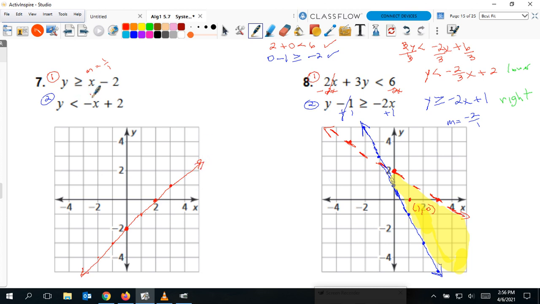And so now we want to check out, so that's the first one. Now it was a solid boundary line, as you noticed on that one. That's why I did a solid one, didn't do a dashed one on that one.